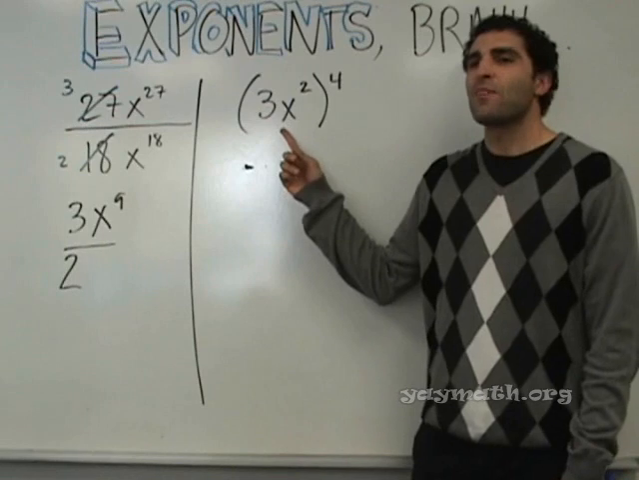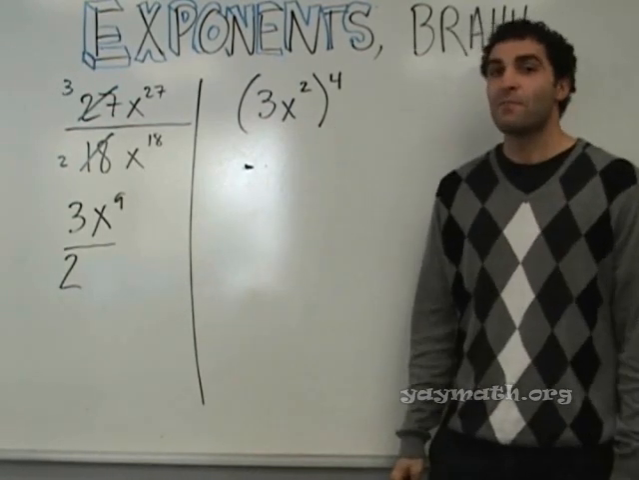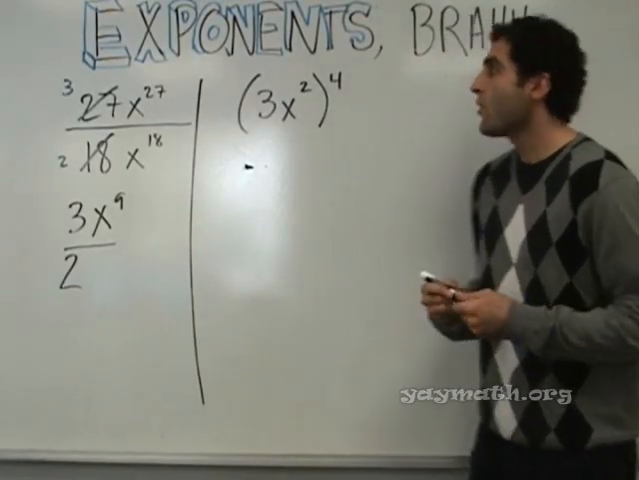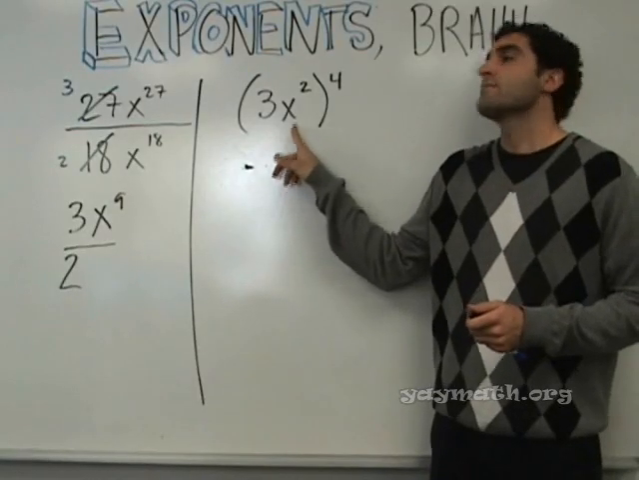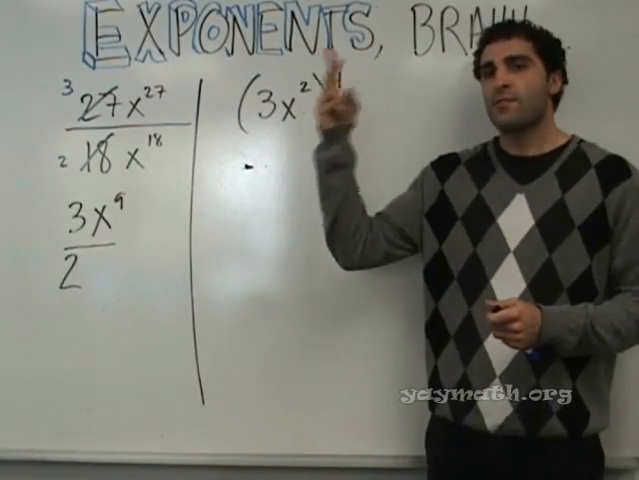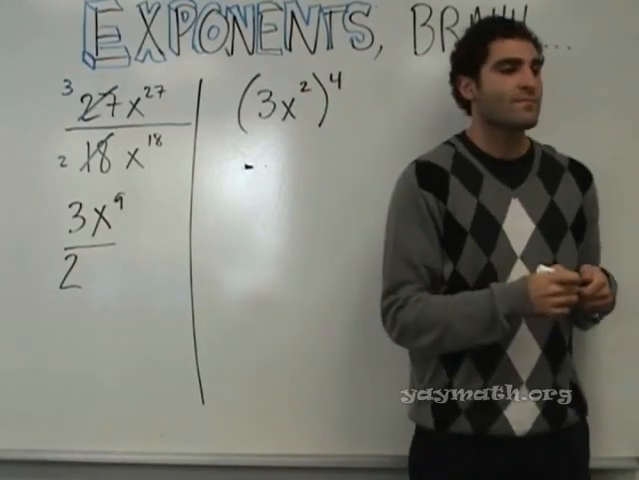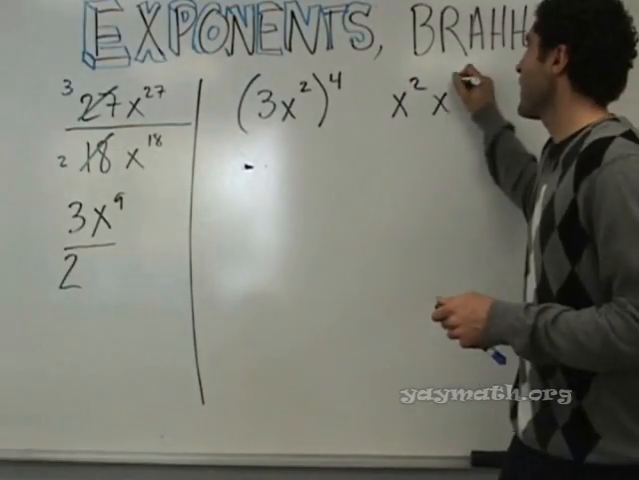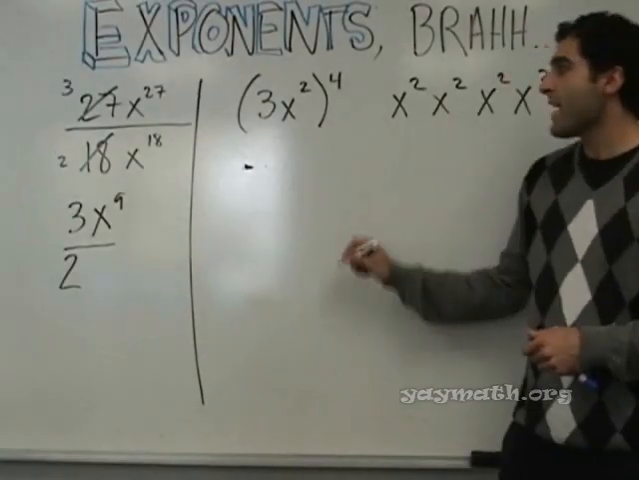3x squared to the 4. What do you think? Multiply the exponents. Okay, so let's talk about the exponents first. It's x squared to the 4th. So that's x squared times x squared times x squared times x squared. What's that? X to the 8. We just went over this one where you add the numbers here, correct? All right.